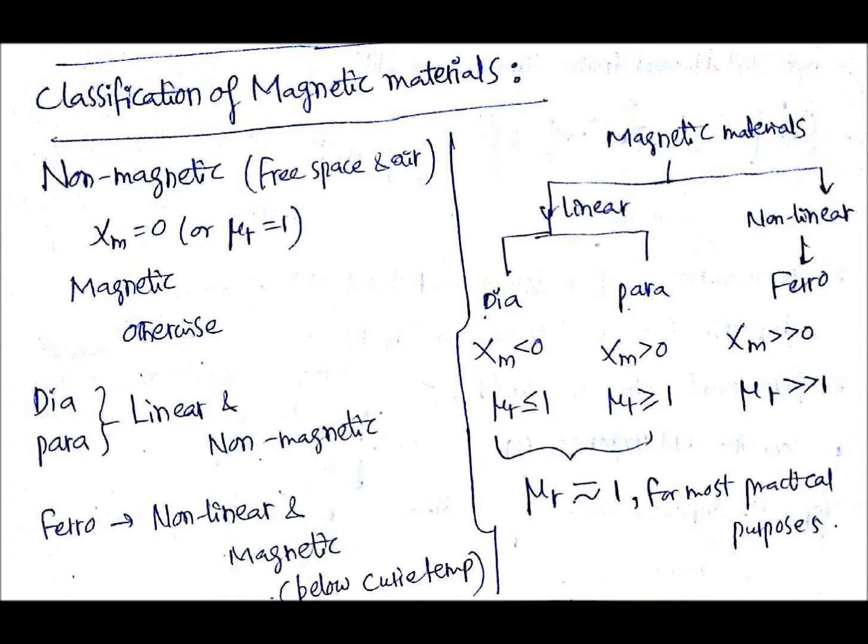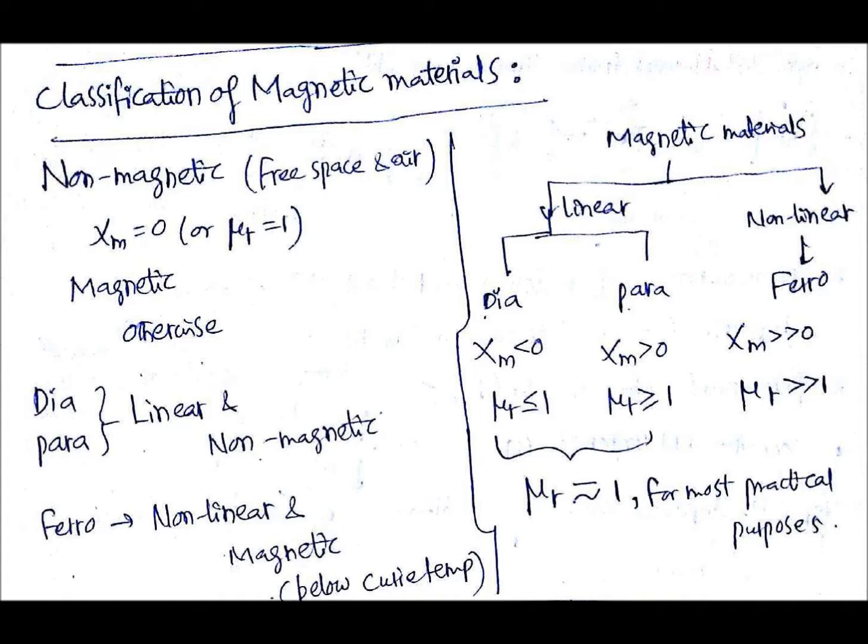In magnetic materials we have dia, para and ferro. Out of these, dia and para are linear and non-magnetic. Okay, and ferro is non-linear and magnetic, and it is below the Curie temperature. So you check what this Curie temperature is. Okay, and now let's put the values of magnetic susceptibility and relative permeability as a summary here.